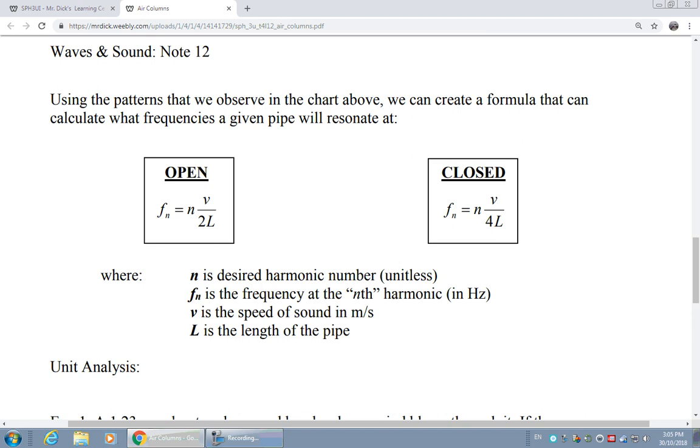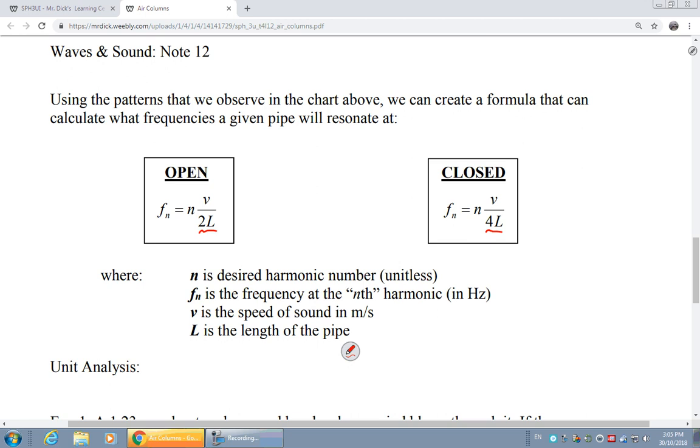And so the formulas are almost identical whether it's open or closed. The only difference is that for open, we divide by 2 times the length of the pipe. For a closed-end situation, we divide by 4 times the length of the pipe that we're using. And that number 2 and that number 4 just come straight from the fact that the wave patterns happen to divide up either by half wavelengths, like they did for open ends, or by quarter wavelengths, like they did for closed ends. And so if we link that back to what we know about harmonic number, we can come up with frequency through the formula given here.